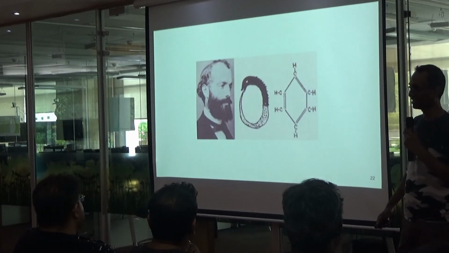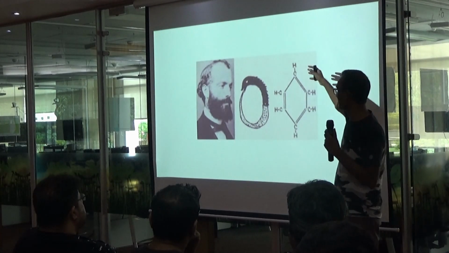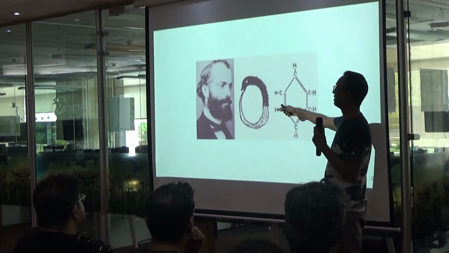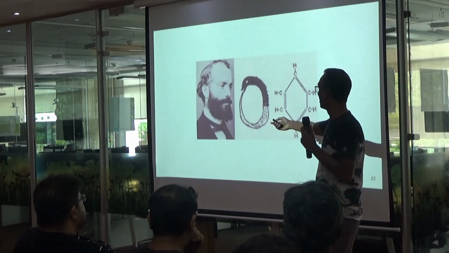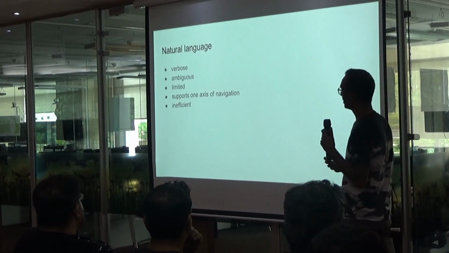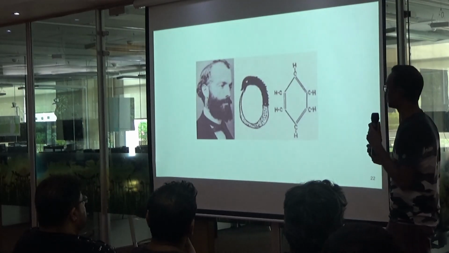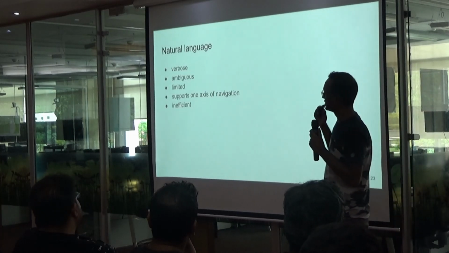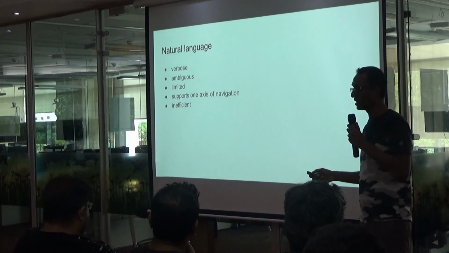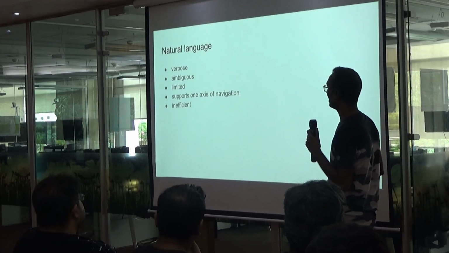You might know the story of benzene. The scientist who conjured the shape of the benzene molecule dreamt of a serpent swallowing its own tail, and that helped him formulate the shape of benzene. This is an example where visualization helps in problem solving. So I'm trying to impress upon you how intuitive it is for humans to consume visual information. Natural language can be verbose, can be ambiguous, has limited scope. It supports exactly one axis of navigation and can be inefficient.